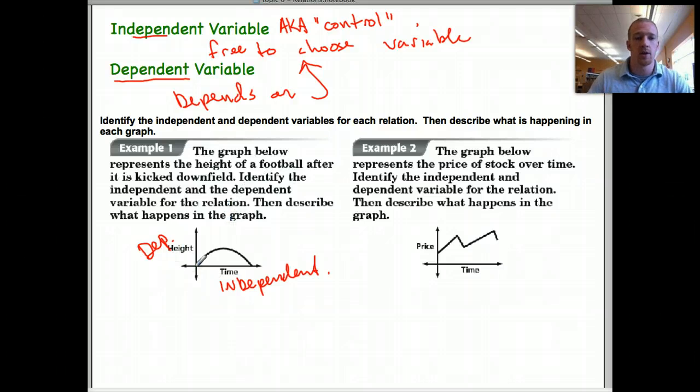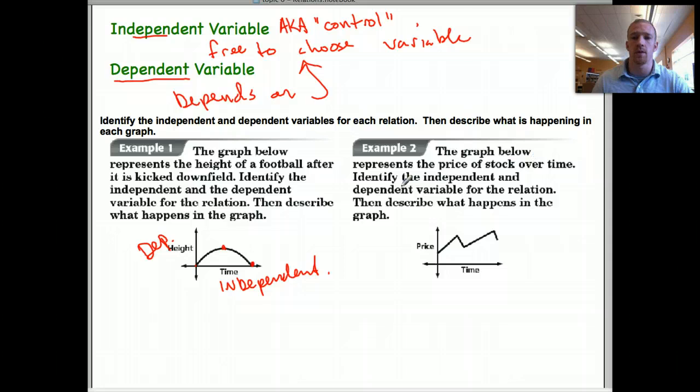It initially starts at a height of 0. It's kicked, and as it's traveling through the air, it's getting higher and higher until it peaks. At some point it reaches a peak, and it starts coming back down again until it's back on the ground. So that's what's going on through the graph. Typically you would write this here, but since I'm talking to you, I can just say it.